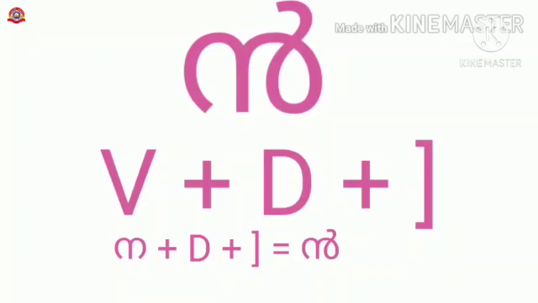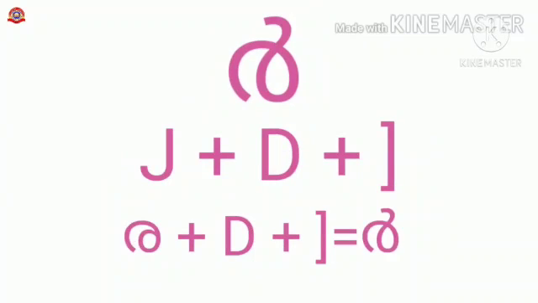Next, in. First type Na. Which letter will we use to type Na? Yes, V. Then type D and closed square bracket. We got in. Likewise, type other chillaksharas.